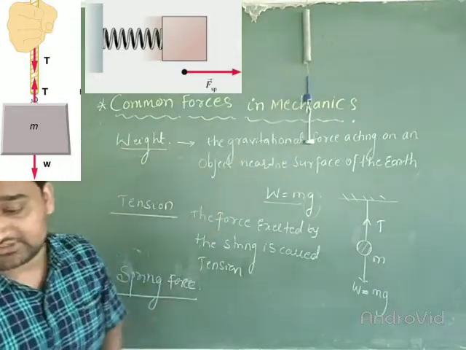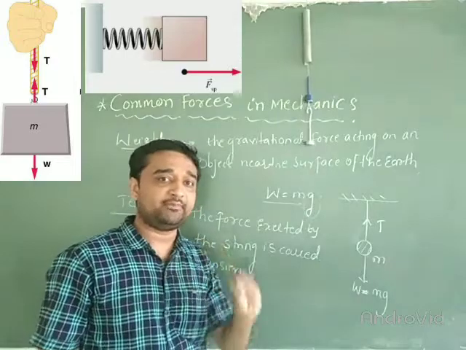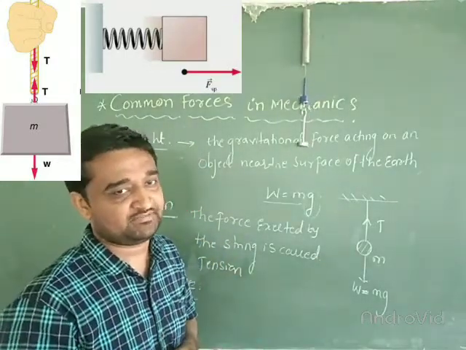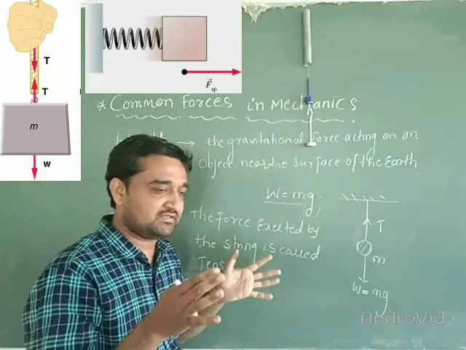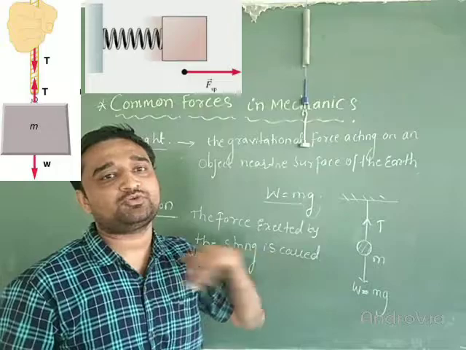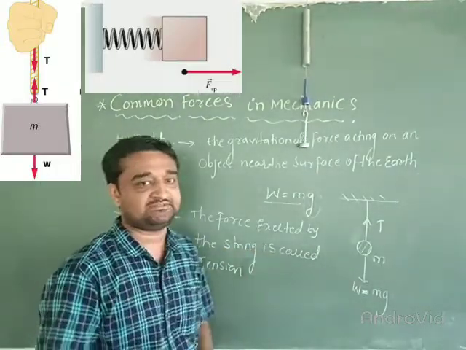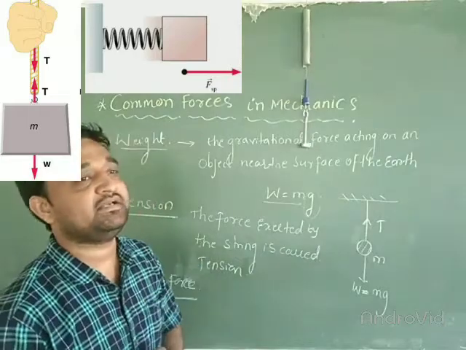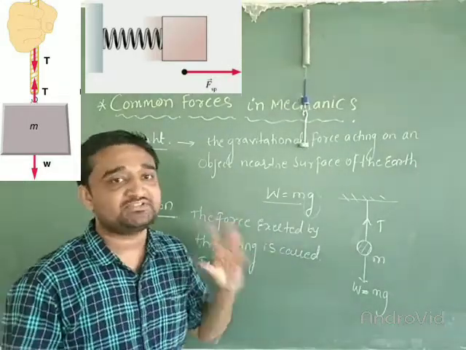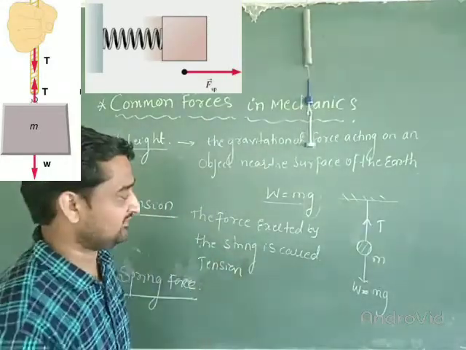So the force developed in the spring when there is stretching and compression of the spring takes place. When we stretch or compress this spring, the force that develops inside the spring, we call that the spring force. That developed spring force is directly proportional to the displacement and opposite to the direction of displacement, right?